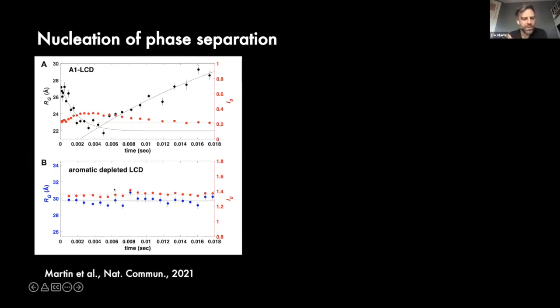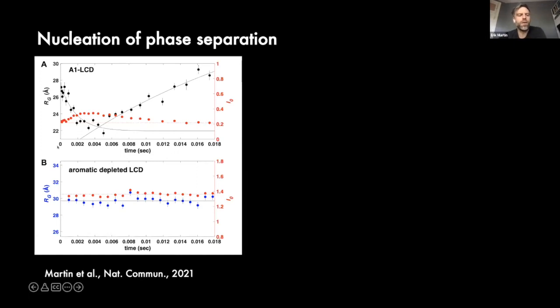And interestingly, we saw basically no salt sensitivity in the aromatic depleted low complexity domain. So we know that in this construct with very few aromatic amino acids, there's no phase separation. There's also no salt sensitivity.